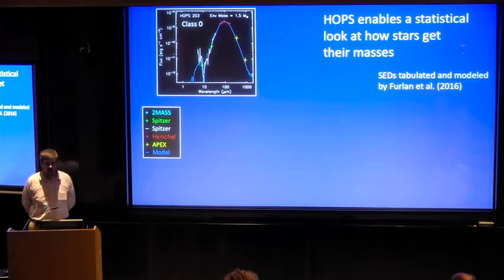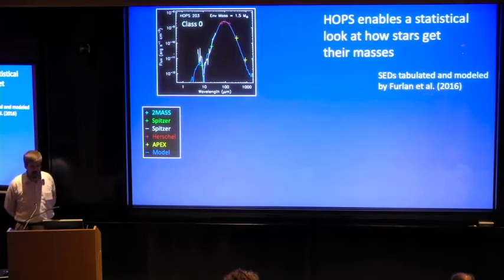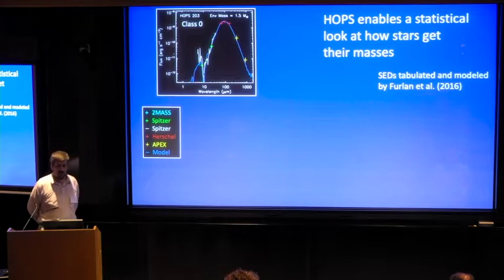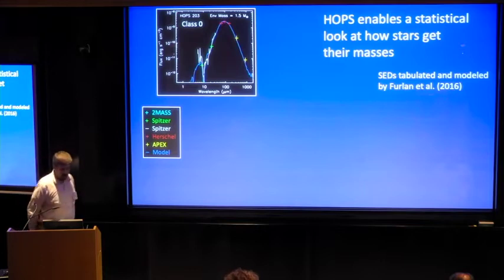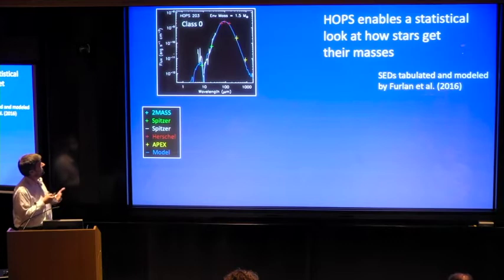So our main way of looking at this question with HOPS data is by looking at the SEDs of the protostars. These were all tabulated and modeled in the paper that Elise Furlan led in 2016. And here, just to illustrate, is a class 0 protostar at the very earliest stage of protostellar evolution.